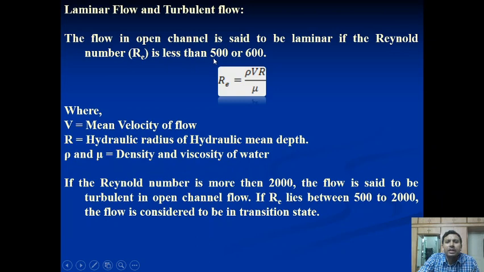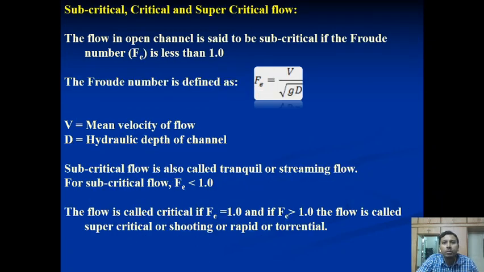And we consider that if the value of Re is less than 500 to 600, then we say that it is laminar flow. And if the value of Re is greater than 2000, then we consider it as turbulent flow. So again, these are the important equations which are helpful in defining laminar and turbulent flow.